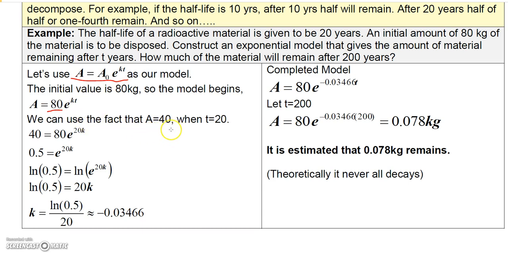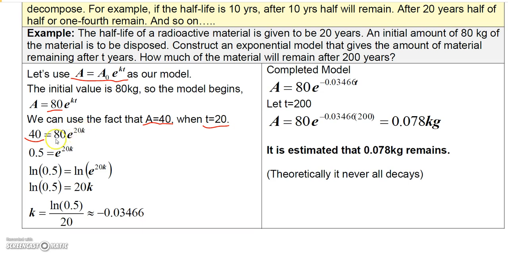Since we know the half-life is 20, we know the initial value will be cut in half. In other words, it'll go from 80 to 40 when t is 20. So I can put 40 in for the amount and 20 in for t, and I'll get 40 equals 80 e to the 20k.